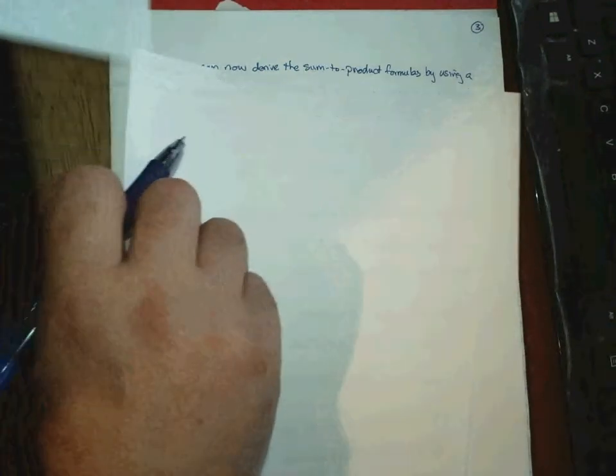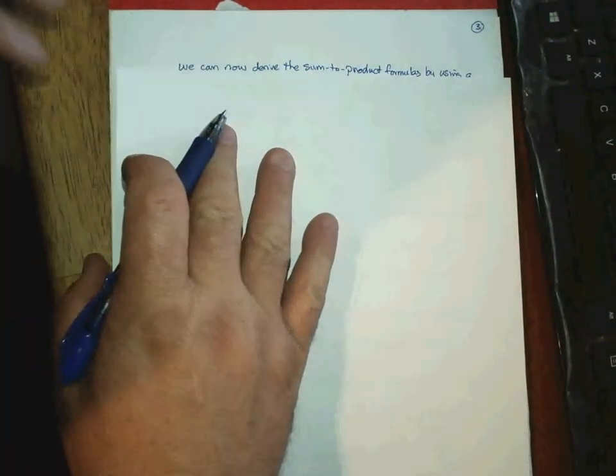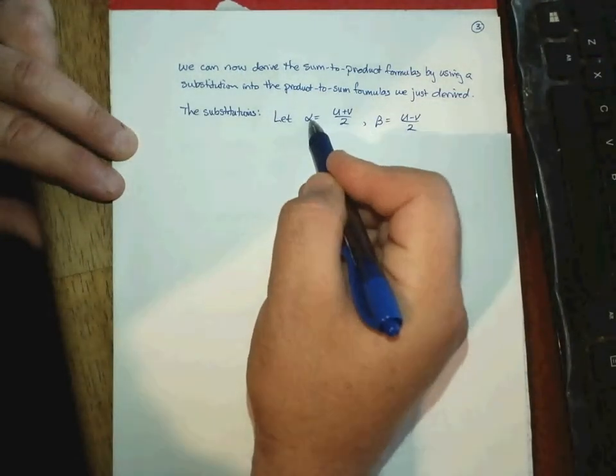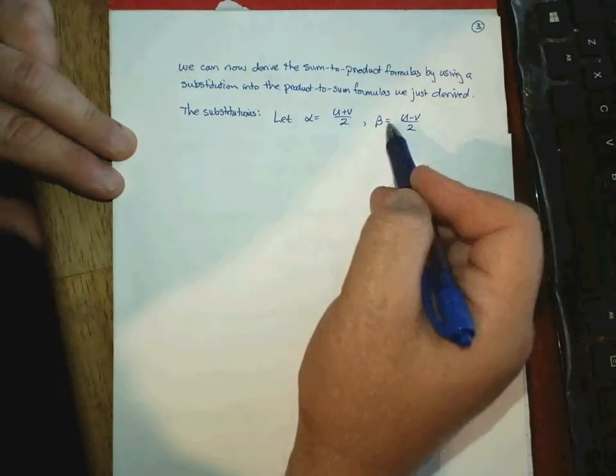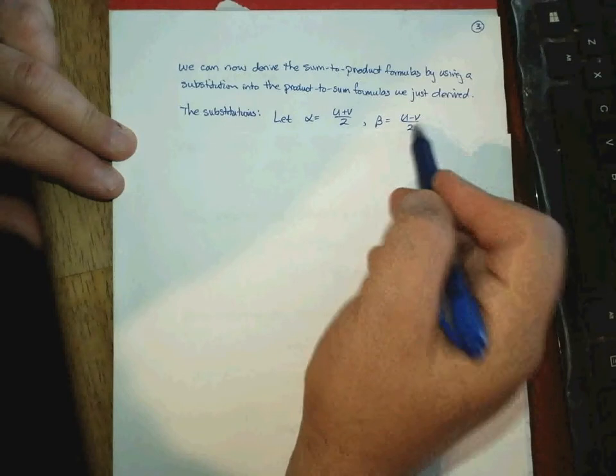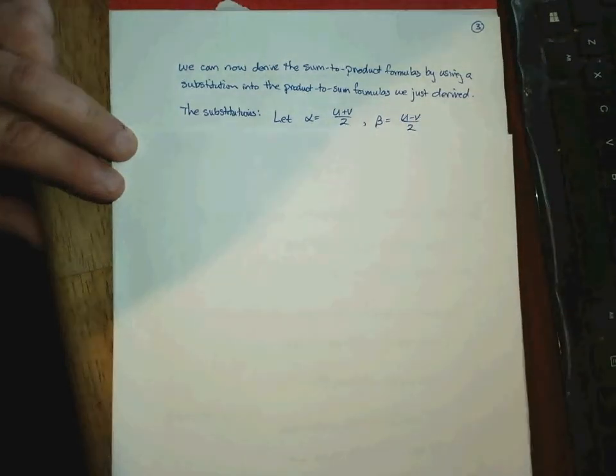Let's move on to now deriving the sum to product formulas. And we do that by using a substitution into those product to sum formulas that we just derived. The substitutions we're going to use are the following. We're going to replace the angle alpha with the expression u plus v over 2. And we're going to replace the angle beta with the expression u minus v over 2.